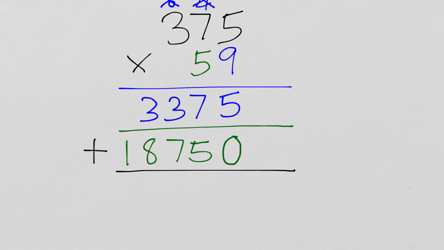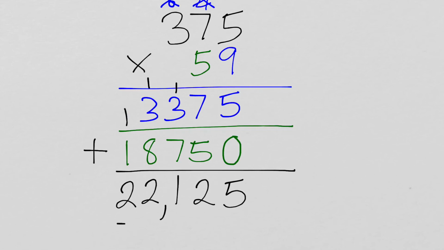So now, on the top, I've got 9 375s. And on the bottom, I've got 50 375s. So to get 59 375s, I've got to add them both together. So that's what I'm going to do now. 5 plus 0 is 5. 7 plus 5 is 12. I'll put a little 1 up there. 1 plus 3 plus 7 is 11. And 3 plus 8 plus 1 is 12. And 1 plus 1 is 2. So the answer is 22,125.